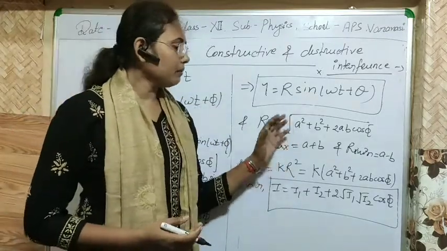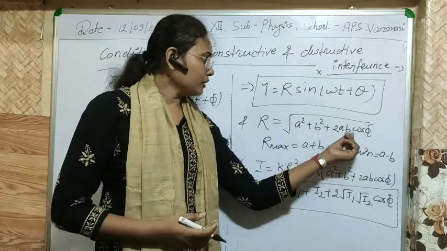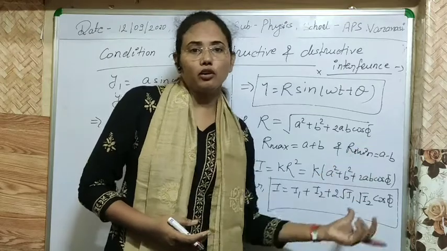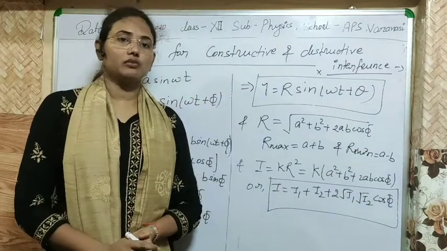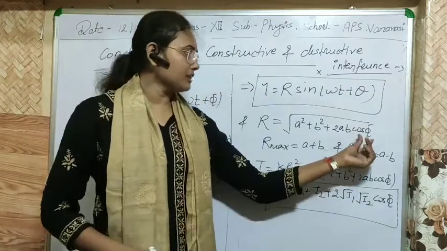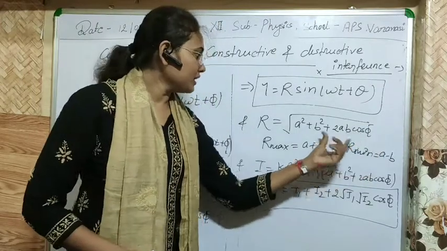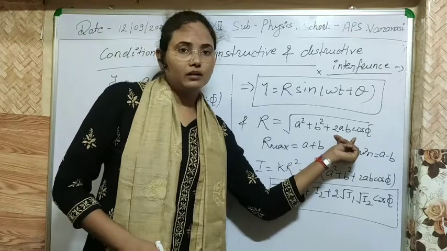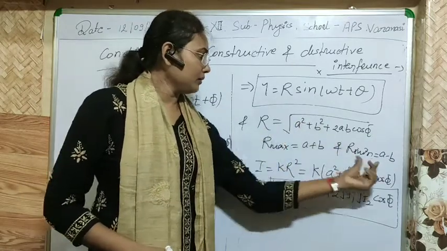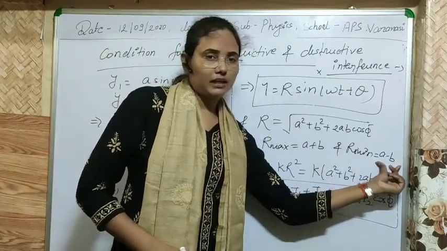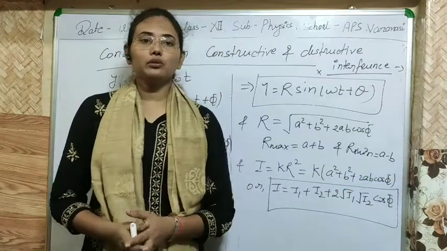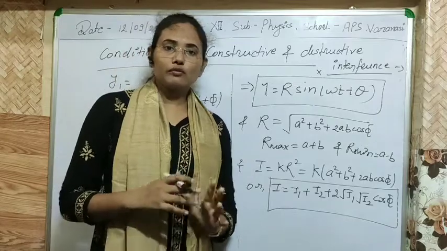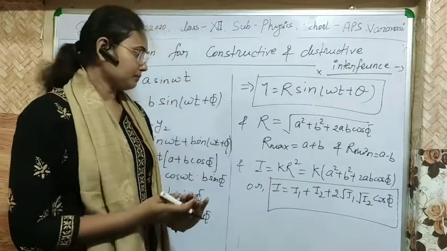Hence the maximum amplitude is simply the sum of the amplitudes of the individual waves. And what will be the minimum amplitude? For the minimum amplitude, we put the minimum value of cos phi, which is -1, not 0. After putting -1, we get a squared plus b squared minus 2ab, which comes to a minus b. So the minimum amplitude is simply the difference between the amplitudes of the individual light waves.